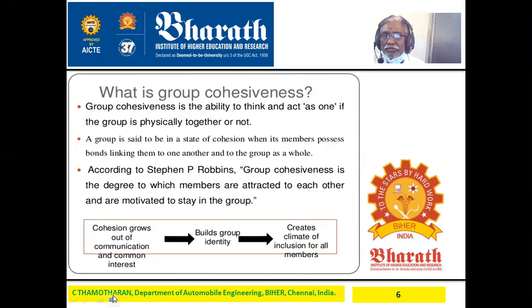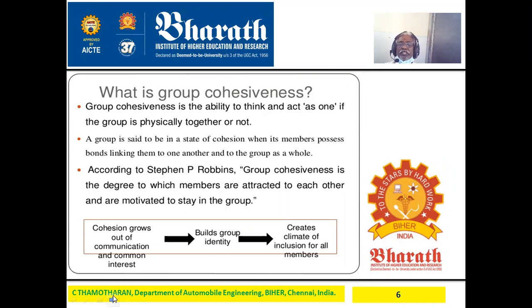Next, we pass on to what is group cohesiveness. Group cohesiveness is the ability to think and act as one, whether the group is physically together or not. Next point, a group is said to be in a state of cohesion when its members possess bonds linking them to one another and to the group as a whole.